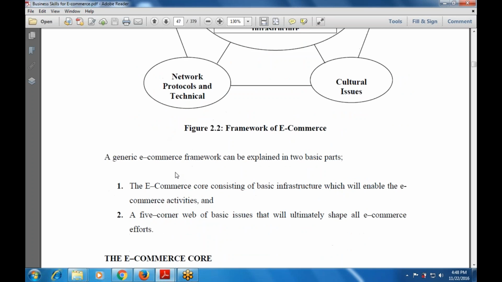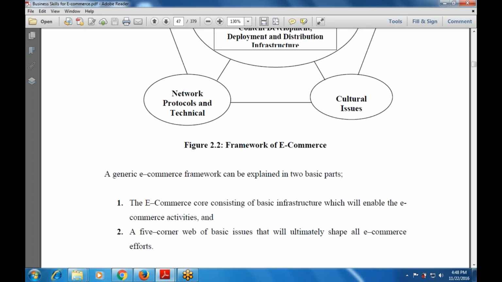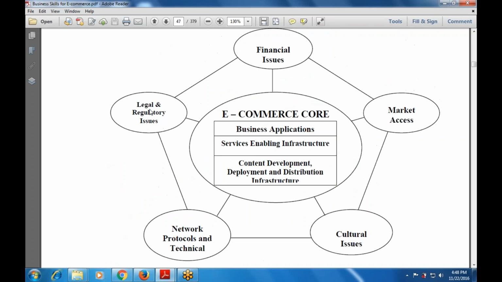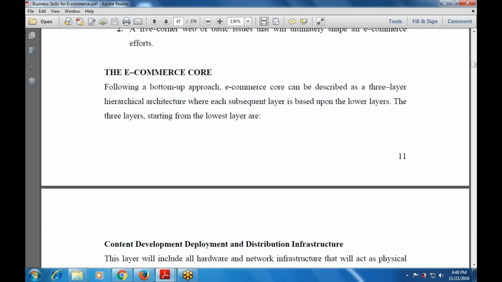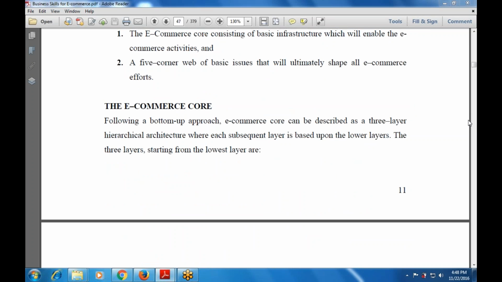Next is a generic framework, explained again in two parts, consisting of the basic infrastructure that enables the e-commerce activities and the five corner web of the basic issues. These are the five corner web: legal, financial, market, cultural, network protocols. Now, what is the e-commerce core? How is it used? It means the three-layer architecture that is used with the e-commerce core, with the bottom-up approach.